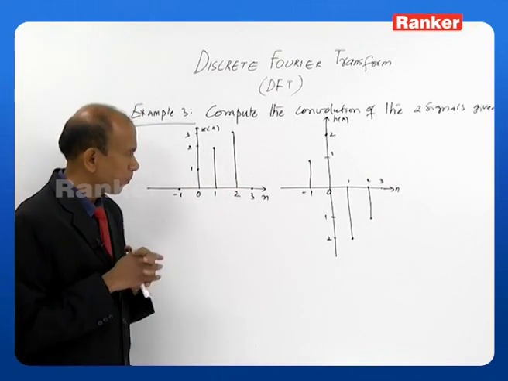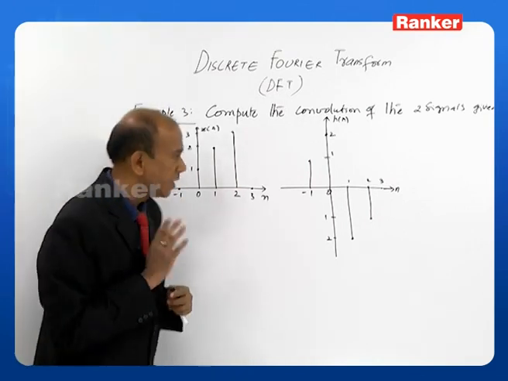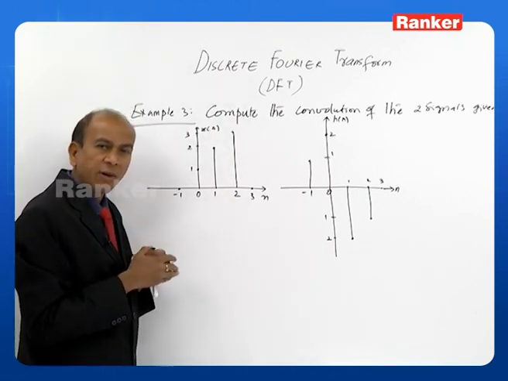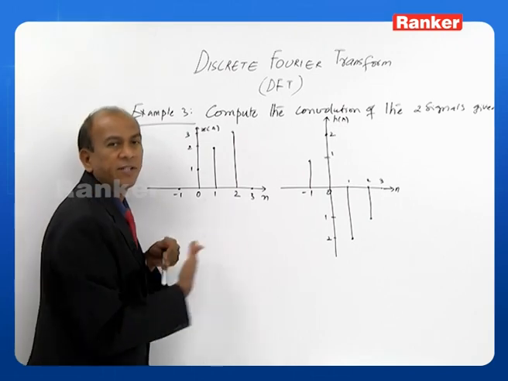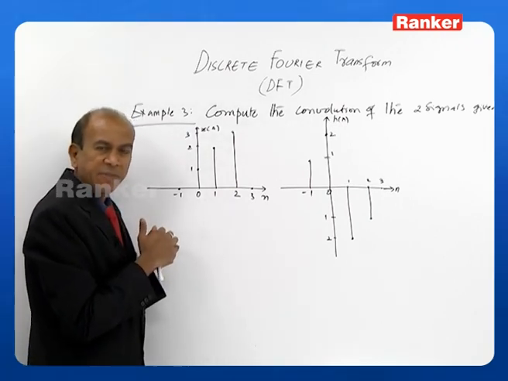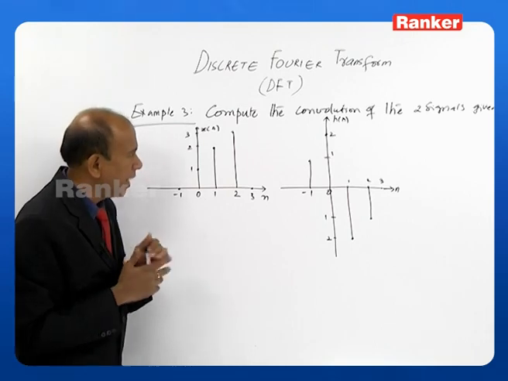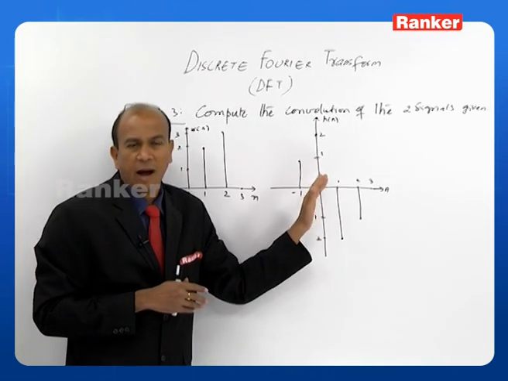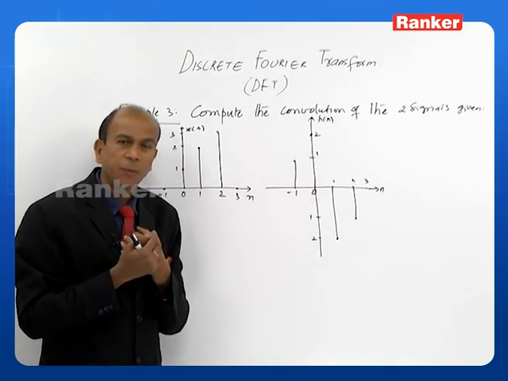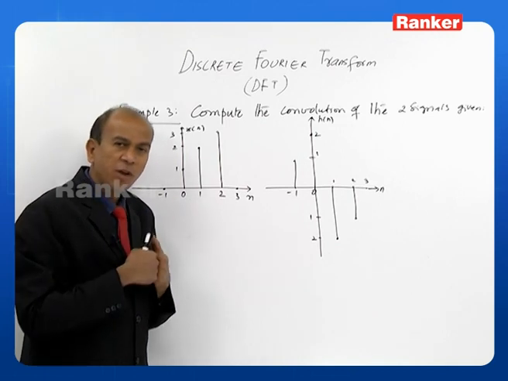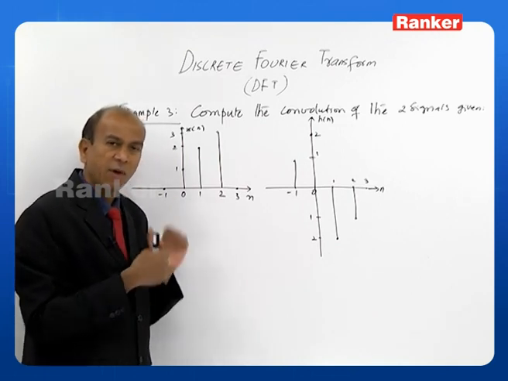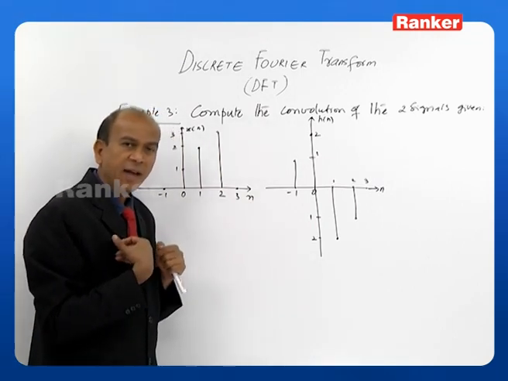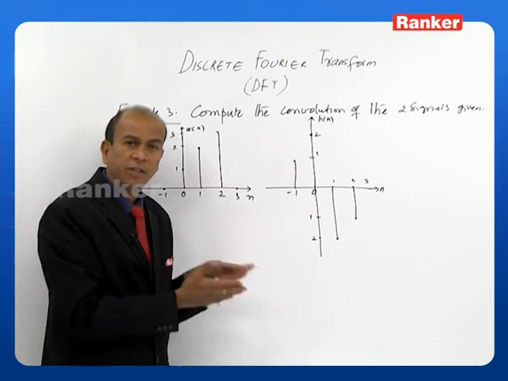So, for this type of problem, for x of n and for h of n, we will separately find out the leftmost value and the rightmost value. We represent them as xl and xr. Similarly, for h of n, the leftmost value and the rightmost value, we call hl and hr. Now, when I convolve these two, what will be the leftmost value for y of n, that means y of l, and then y of r? Let us first do that. This will give us an idea from where we have to start computing the convolution.